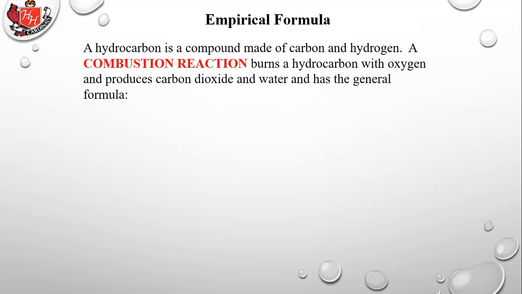Okay, so now comes the good part. We're going to see how this works. So a hydrocarbon is a compound made of carbon and hydrogen. A combustion reaction burns a hydrocarbon with oxygen and produces carbon dioxide and water, and has the general formula: some CH compound plus oxygen, O2 molecule. You light a match to that. Once you get the fire started, you can put the match out, and that's going to produce carbon dioxide and water.